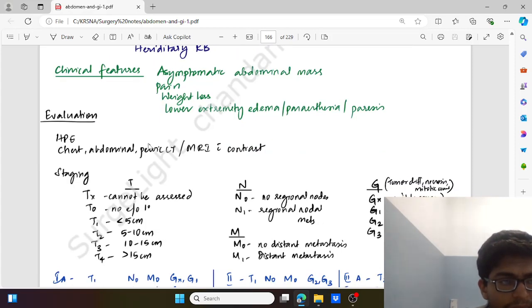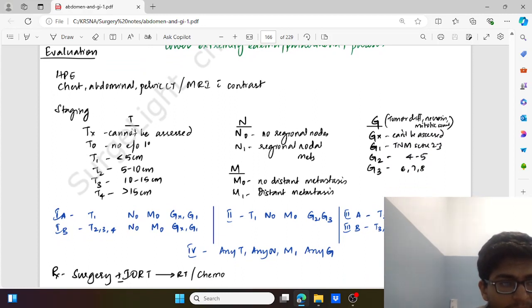Evaluation generally is done through the imaging, that is the CT or the MRI with contrast. Biopsy, if it is generally a retroperitoneal sarcoma, it is generally not done, if it is resectable.